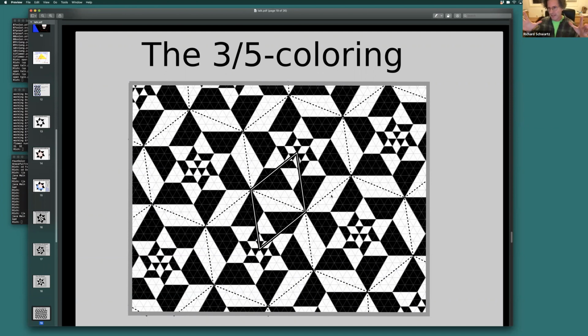And in general, you take a P over Q tiling and you do this thing, and then you fold it up and then you inflate it, and then you get a 4-color solution.